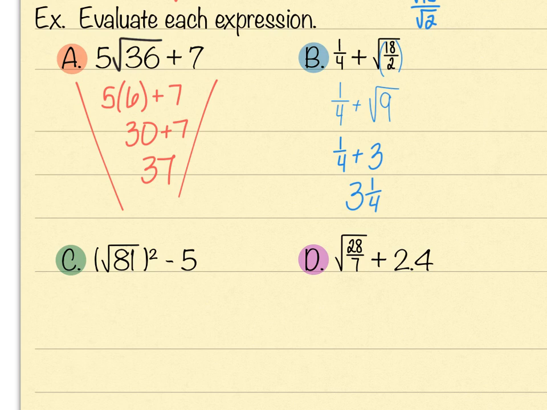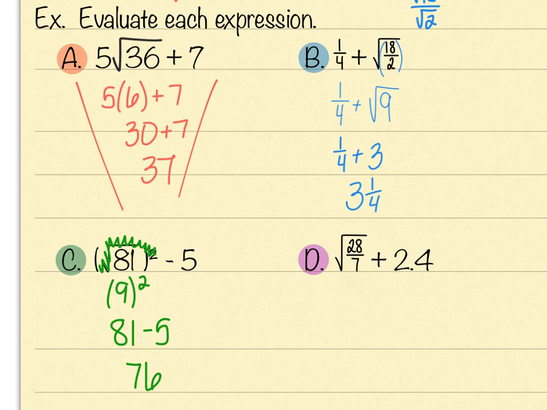In example C, it says the square root of 81 squared minus 5. Now remember, square roots and squares are inverses. So if I square root 81, I'll get 9. And then if I turn around and square 9, I'm going to get 81. And that's because, again, they're inverses, so I can scratch them out. They basically undo each other. So I'm just doing 81 minus 5, and 81 minus 5 is 76.